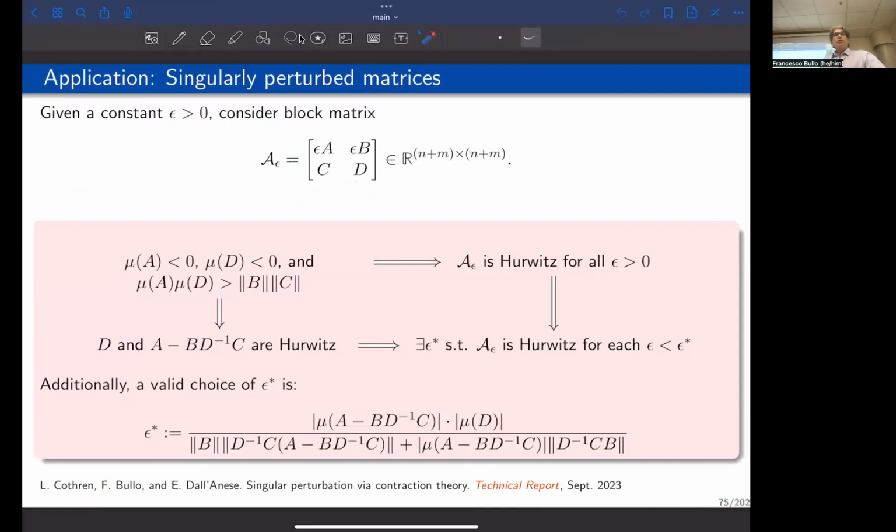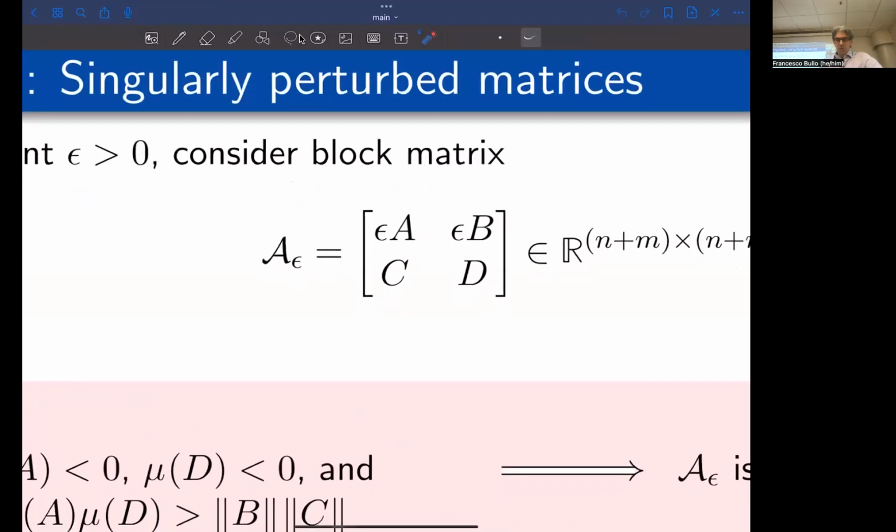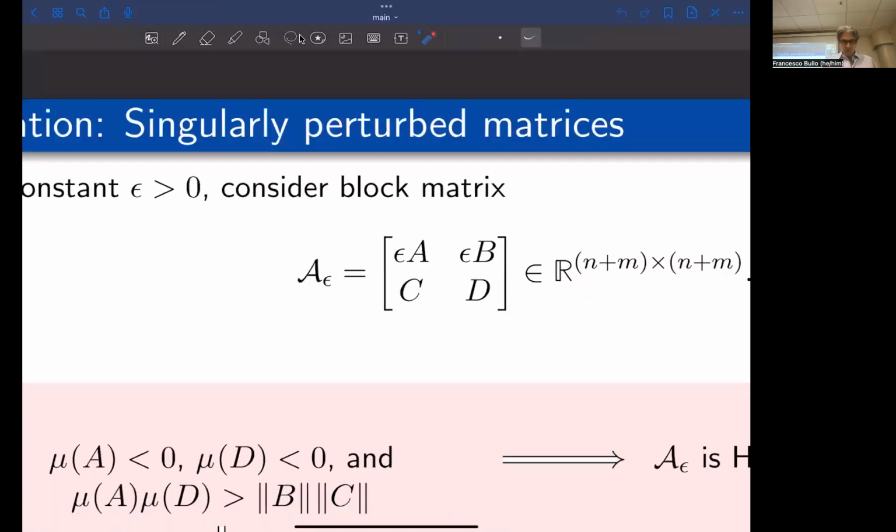Okay, so this is now a new slide. You have now an interconnection theorem, and you can use it in many ways. And in this slide, I am highlighting one possible way to use it. People are interested in studying something called singular perturbation analysis. Imagine that you are dealt a problem like this, where you have a block matrix, and the first row is depending upon a parameter epsilon. How can you ensure that the matrix is Hurwitz?